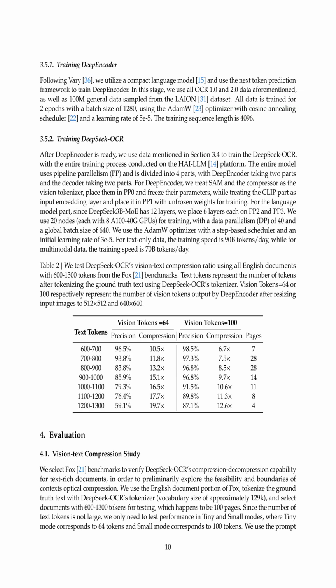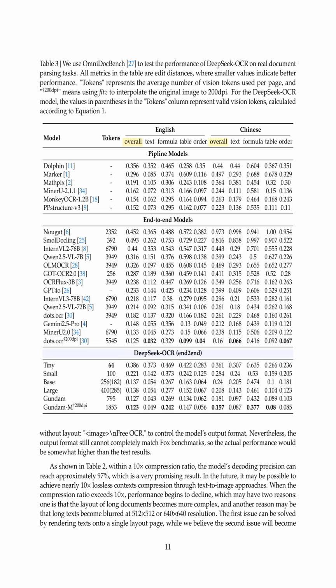Since the number of text tokens is not large, we only need to test performance in Tiny and Small mode, where Tiny mode corresponds to 64 tokens and Small mode corresponds to 100 tokens. We use the prompt. Table 3.